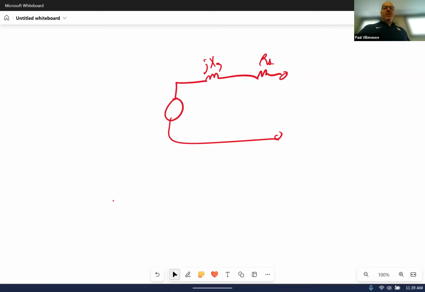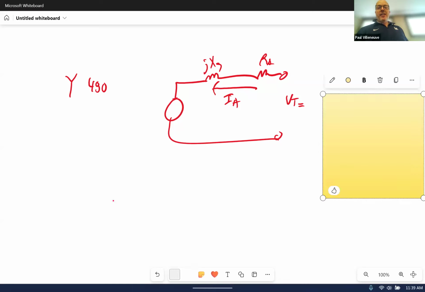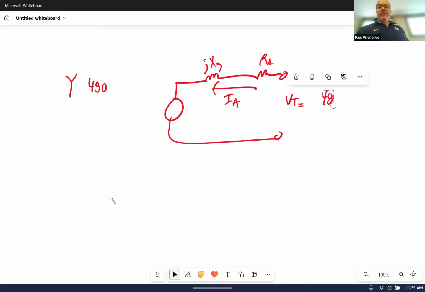Okay, so if it's a synchronous motor, we know we have armature current going in. We know our terminal voltage is going to be fixed. Let's say it's a Y-connected machine and it's 480 volt. The very first thing you have to do is, this is a 3-phase machine, so the voltage 480 is going to be across 2 lines, but not across the phase. Across the phase, we have 480 divided by square root of 3.